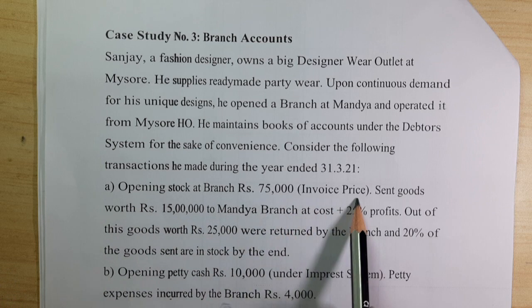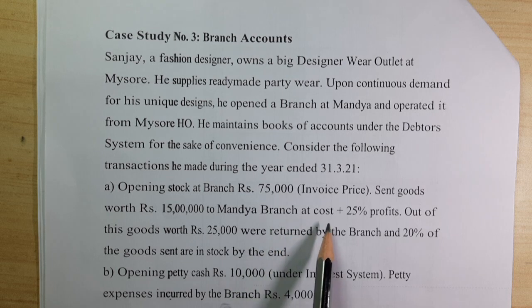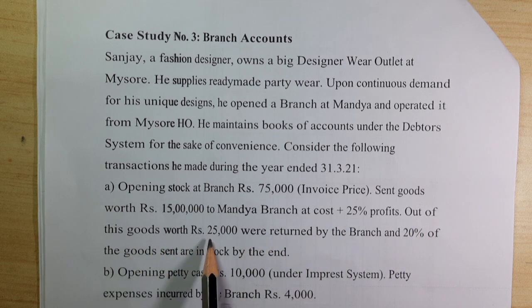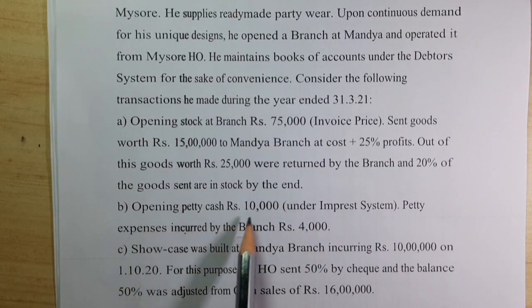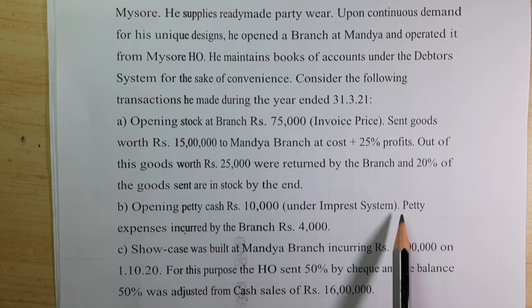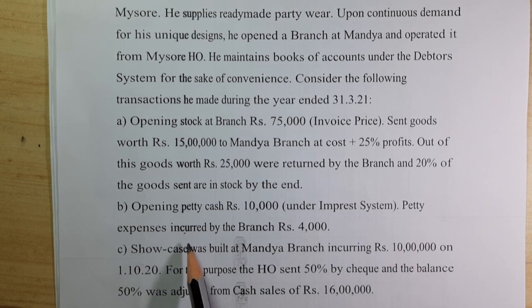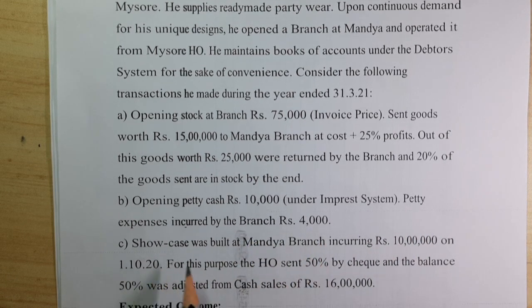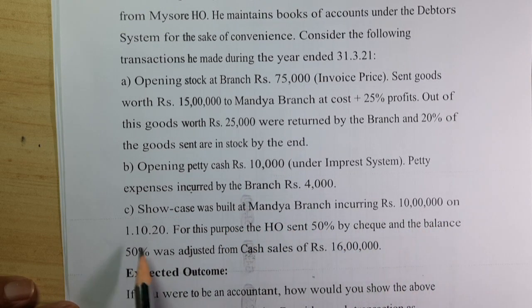Opening stock 75,000. Invoice price: sent goods worth rupees 15 lakh to Mandya branch at cost plus 25% profit. Out of the goods, rupees 25,000 was returned by the branch, and 20% of the goods sent are in stock at the end. Opening a petty cash of 10,000 under the imprest system. That means, with the imprest system, you know that every month they are supposed to keep the minimum balance. Petty expenses incurred by the branch 4,000. Showcase was built at Mandya branch incurring rupees 10 lakh on 1/1/20.